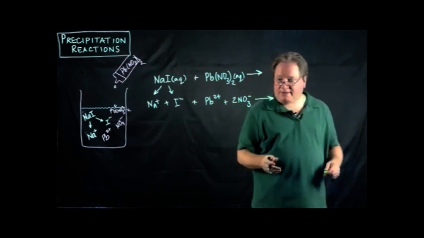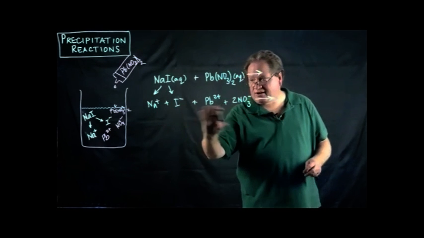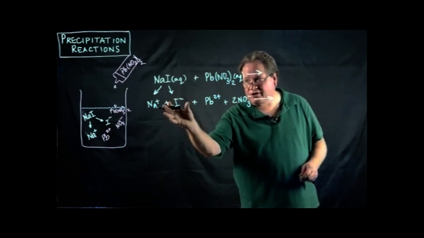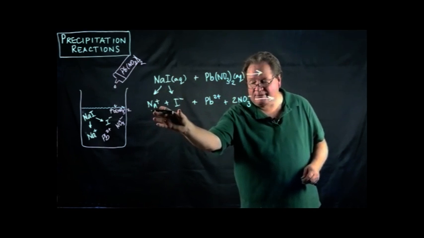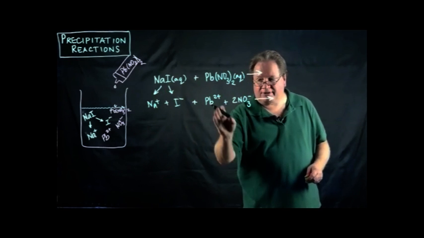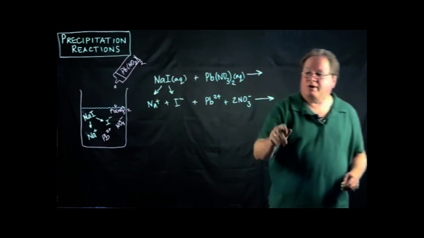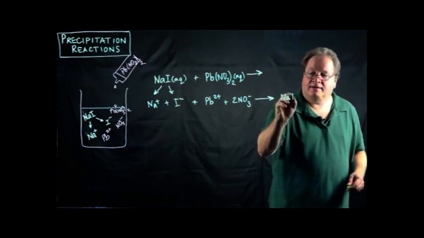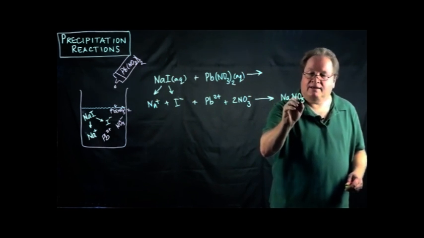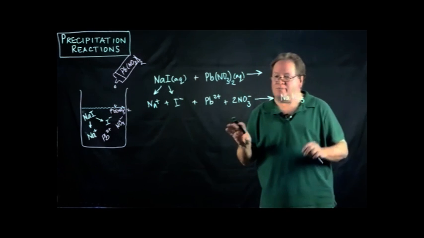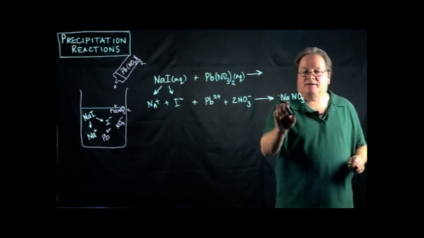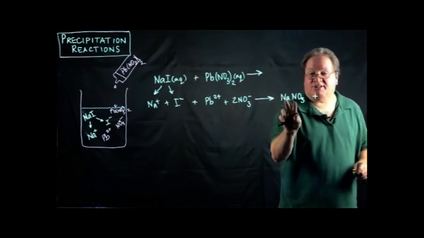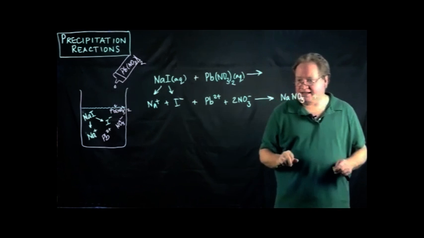Now, as we discussed, we can start making combinations here. The sodium could combine with the iodine, but we know, again, it would just immediately break apart and give me this. The sodium won't combine with the lead. The sodium will combine with the nitrate. I'll get to balancing this here in a minute. But that's one possible suspect to see who the precipitate is.